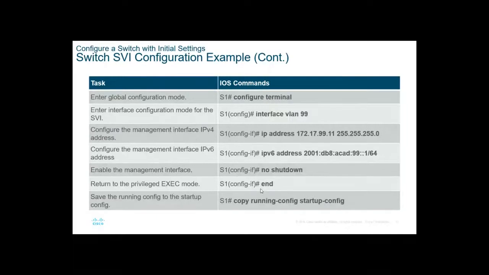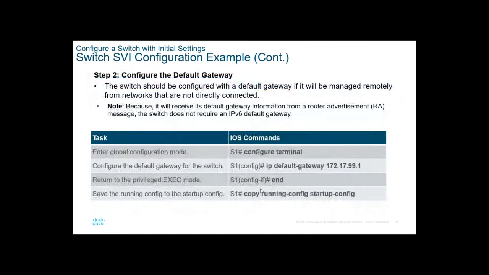He's going to use that as a management interface in this example, and he's applied an IP address to it. He's also applied an IP version 6 address to it. And then he's given the command no shutdown, so that management interface is active. And then he types the command copy run start to save that configuration to the NVRAM so that it will be remembered if the switch is turned off and on again. It'll come back.